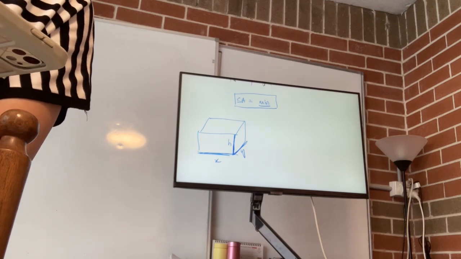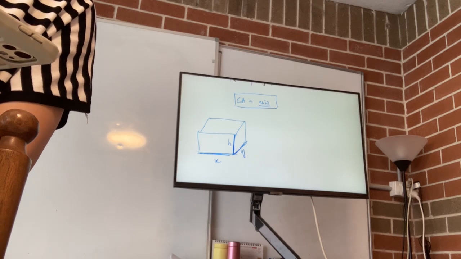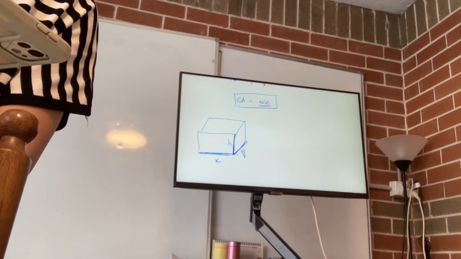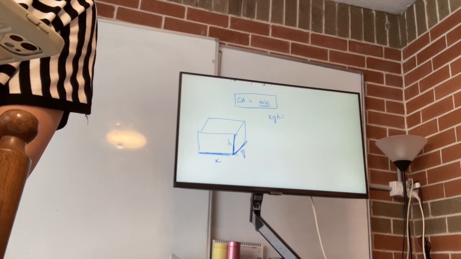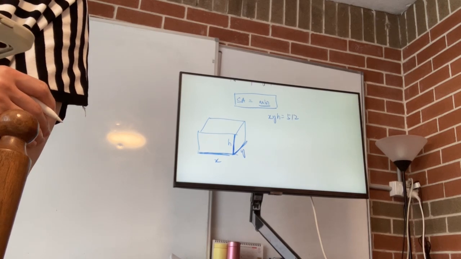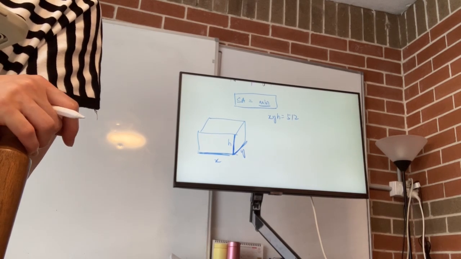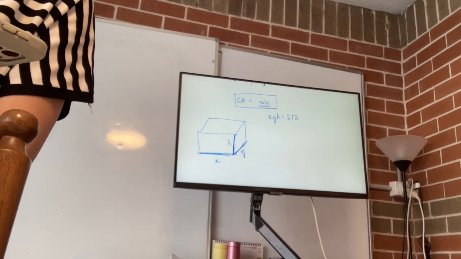X times Y times H. Yes, equal to, what's the volume? 512. Yes, X times Y times H equal to 512. This is really the first equation I can create from the first sentence. Right. And the second sentence.